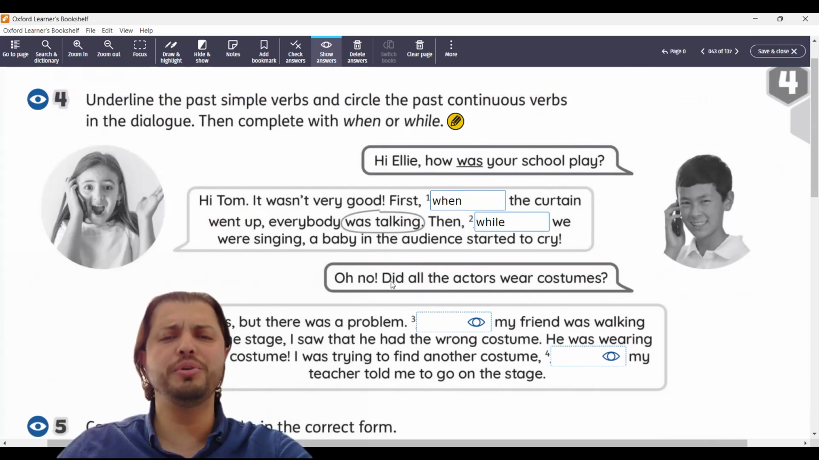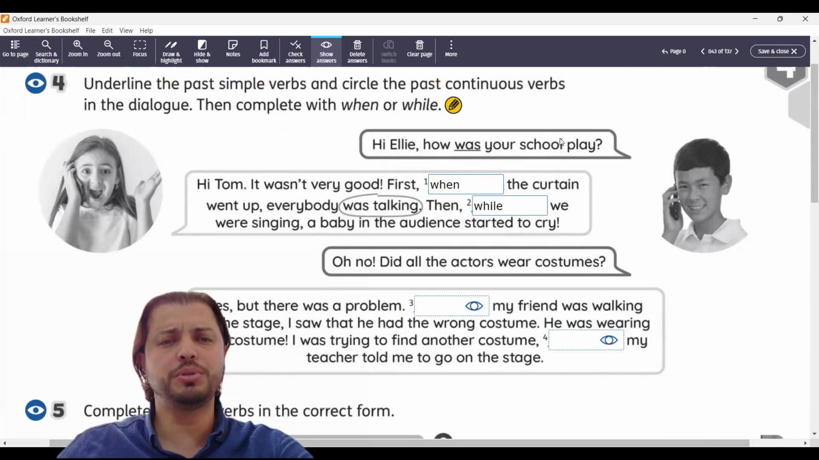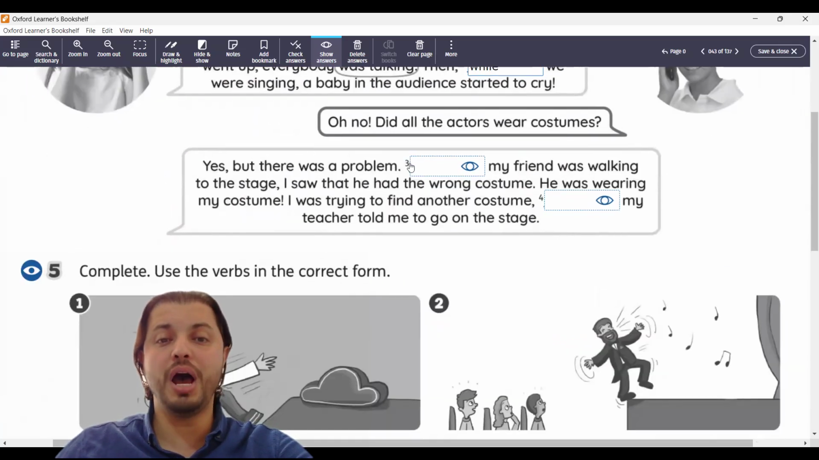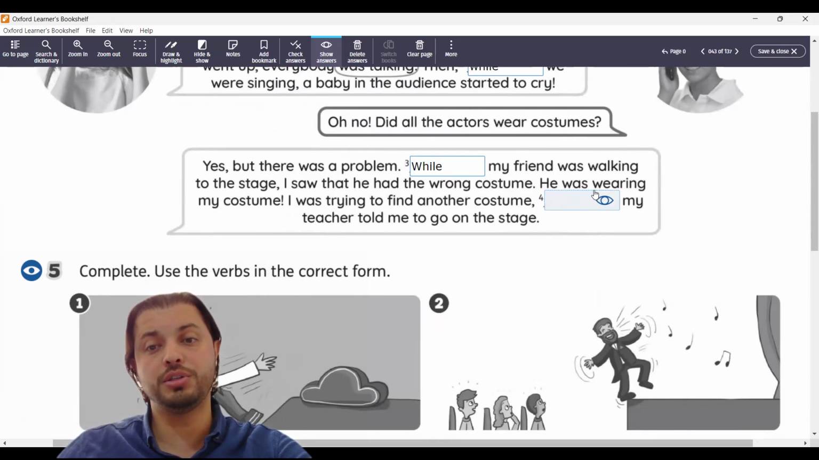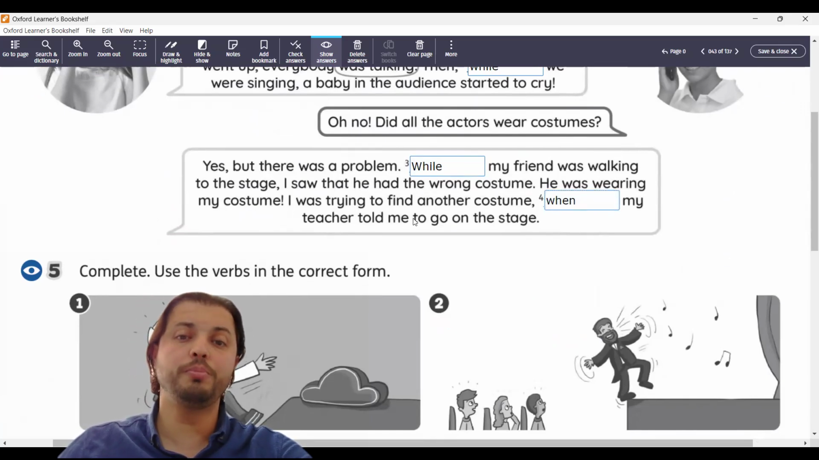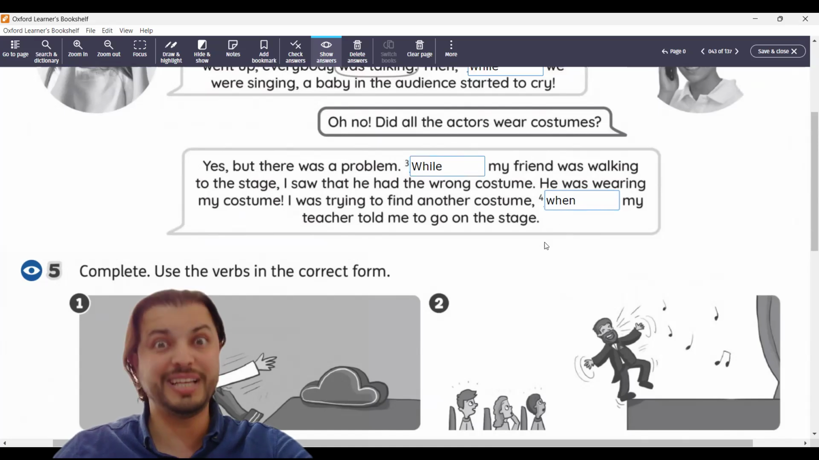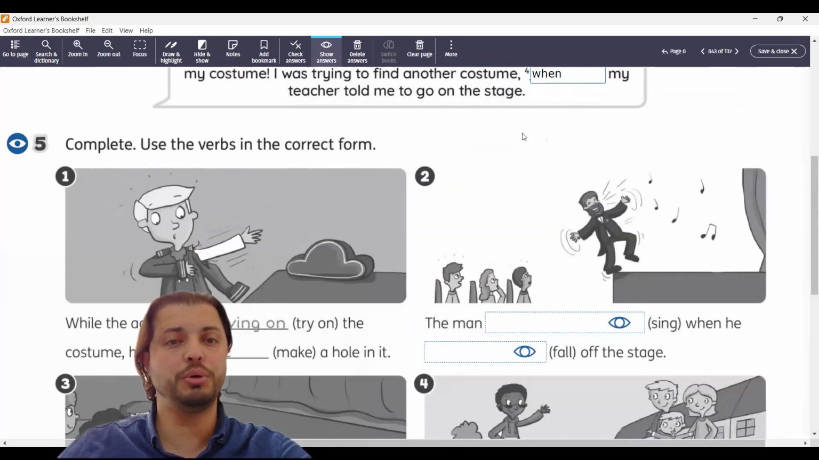That's cool. Oh no, did all the actors wear costumes? Yeah, but there was a problem. While my friend was walking to the stage, I saw that he had a wrong costume. He was wearing my costume. I was trying to find another costume when my teacher told me to go to the stage. Uh-oh, she has got some problems there, right? So let's make it up.